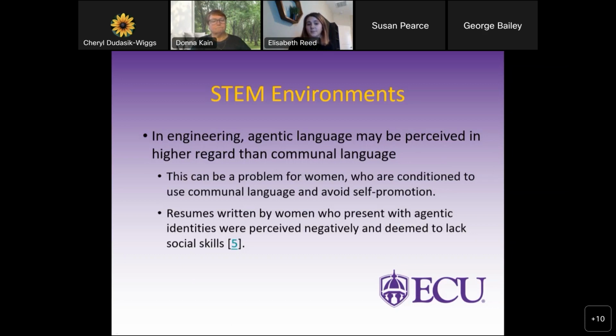And in another study that was looking specifically at resumes, the exact same resume, the only thing that was changed was a feminine name or a masculine name. But it was found that the resumes that had a feminine name tended to be perceived more negatively. And these applicants were perceived as having less social skills because they were women.